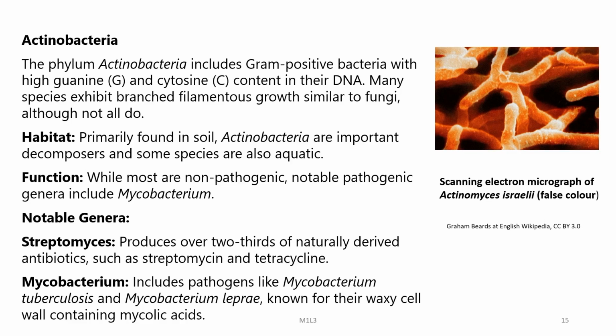Their function includes mostly they are non-pathogenic, but there are certain pathogenic genera, which include Microbacterium. Some of the famous examples are Streptomyces, which produces over two-thirds of naturally derived antibiotics such as streptomycin and tetracycline, making it a very important genus. Then we have Mycobacterium. This includes pathogens like Mycobacterium tuberculosis and Mycobacterium leprae, which are known for their waxy cell wall containing mycolic acids.